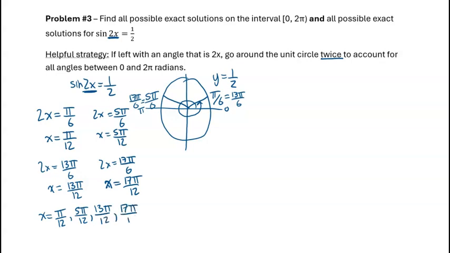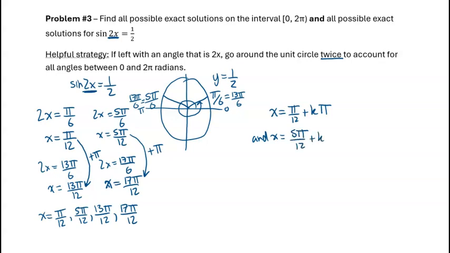That's the first part of the problem, but it also says give the exact general solution. And so one thing worth noting here is that in order to get from pi over 12 to 13 pi over 12, we've added pi. And in order to get from 5 pi over 12 to 17 pi over 12, we've added pi again. And so what we're going to do is write this as 2 different parts. So we're going to say x is equal to pi over 12 plus k, an integer, times pi, and x is equal to 5 pi over 12 plus k times pi.